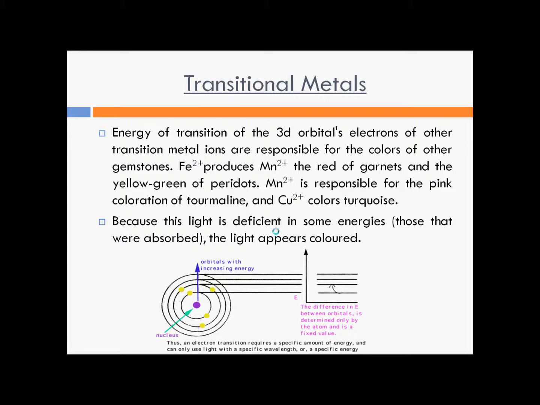For instance, iron 2 ion produces the red color of garnet and the yellow-green color of peridots. Manganese 2 ion is responsible for the pink coloration of tourmaline, and copper 2 ion colors turquoise.